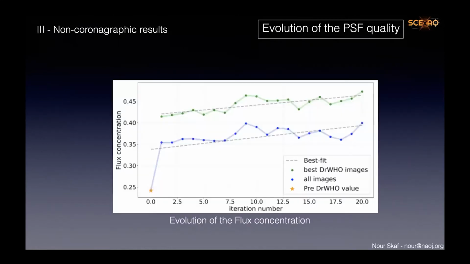Regarding the flux concentration, this is the plot of its evolution per iteration. So we see that most of the correction is really done by the first iteration. And after the 10-minute run, it still didn't seem to have fully converged. So it means there is still room for improvement.